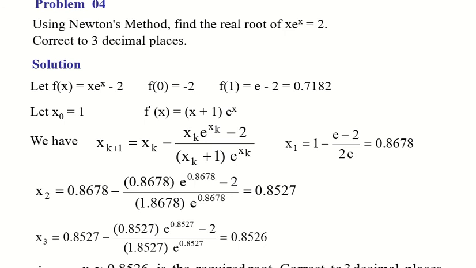Now you put k equal to 0, you will get x1. x1 is x0 minus x0 into e power x0 minus 2 divided by x0 plus 1 into e power x0. x0 is your 1. So 1 minus 1 into e power 1, e power 1 is e itself, minus 2 divided by 2, that is 1 plus 1 e power 1. This e is nothing but e to the power 1. You can find using calculator. So simplify the entire term, you will get the value of x1.